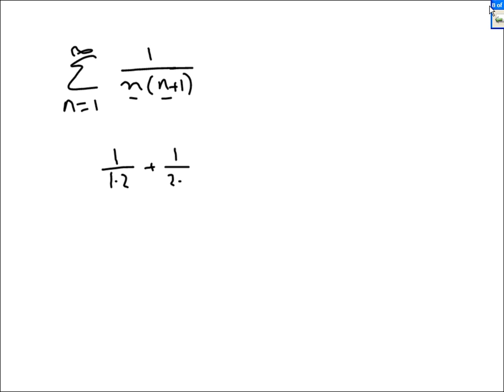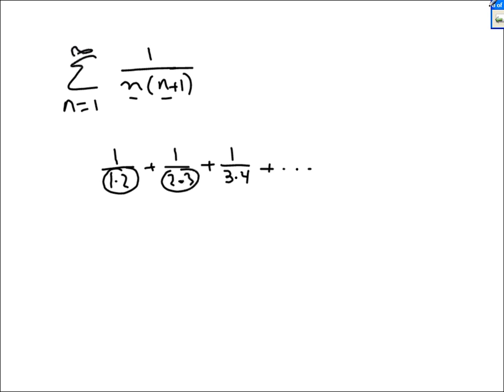What if you needed to do this one? The summation as n goes from 1 to infinity of 1 over n times n plus 1. Does this converge or diverge? When you plug in the terms, you get 1 over 1 times 2 plus 1 over 2 times 3 plus 1 over 3 times 4, etc. Well, the bottoms are getting bigger.